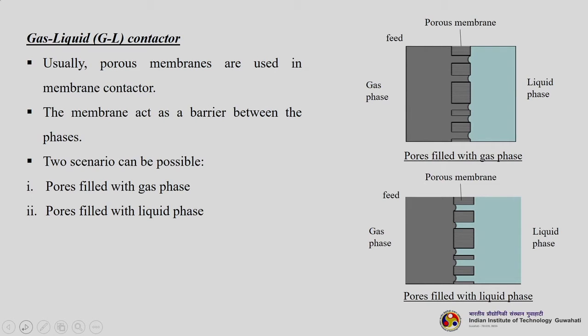The membrane acts as a barrier between the two phases. Two scenarios are possible. The first, pores filled with the gas phase; second, pores filled with the liquid phase. So, this schematic shows how it happens. Here you can see these are the pores, and these are filled with the gas phase. Here you can see the same pores, filled with the liquid phase.